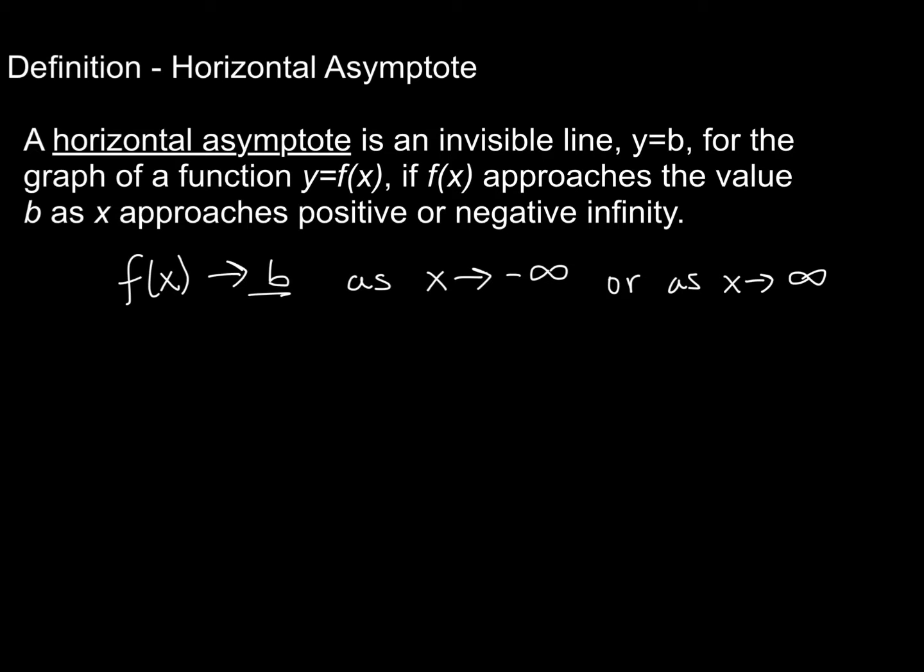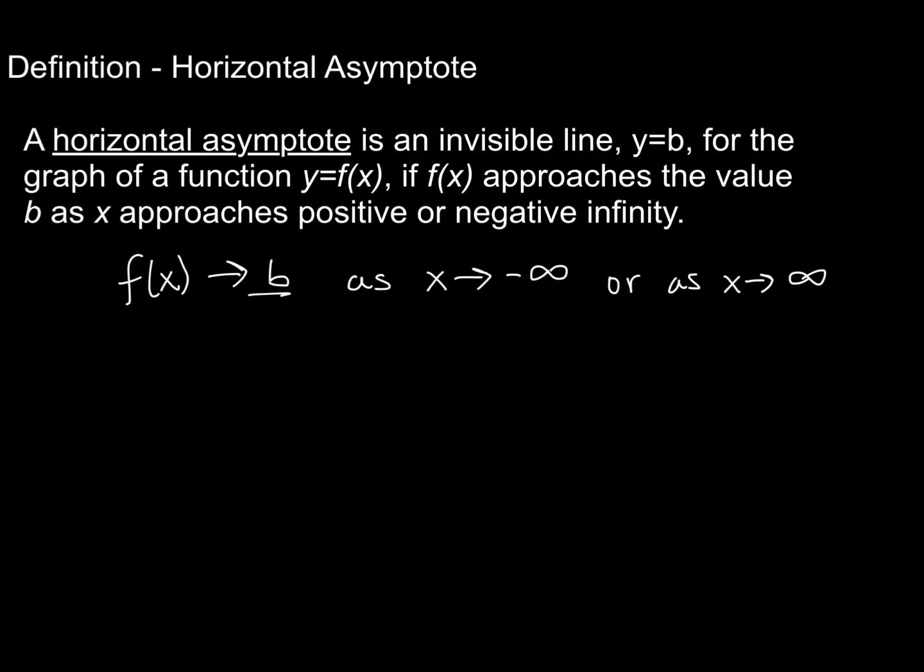All right, so here's the definition of a horizontal asymptote. Hopefully this makes sense. If not, maybe it's worthwhile to go back and take a look at the discovery problem from 3.17. But here it is. The horizontal asymptote is an invisible line, y equals b, for the graph of a function y equals f of x, if my function f of x approaches the value b as x approaches positive or negative infinity.